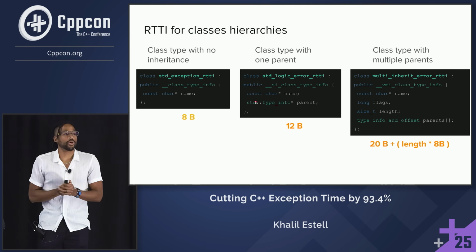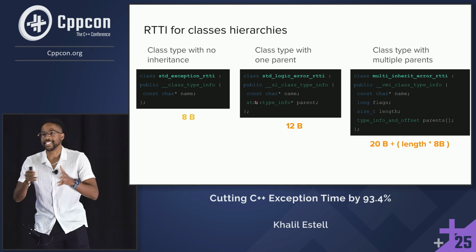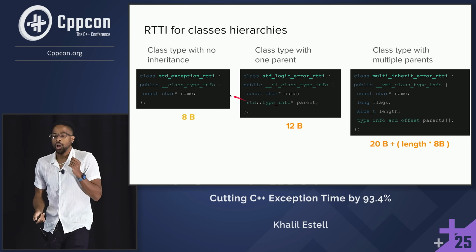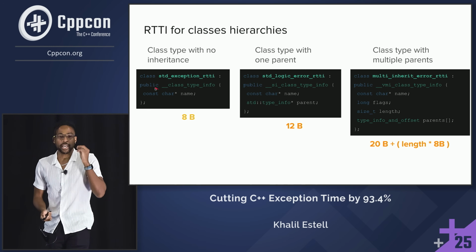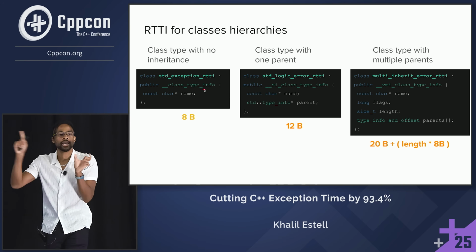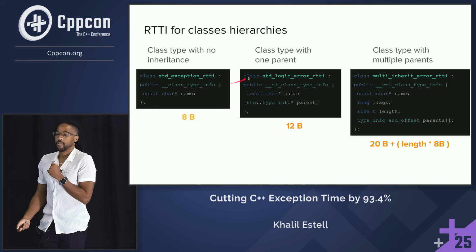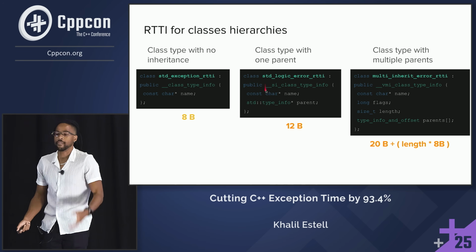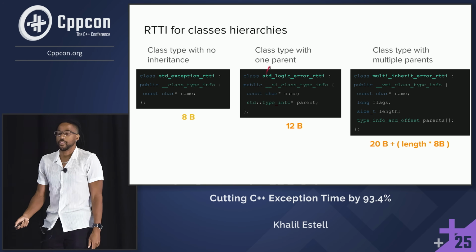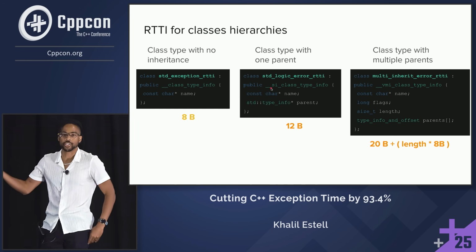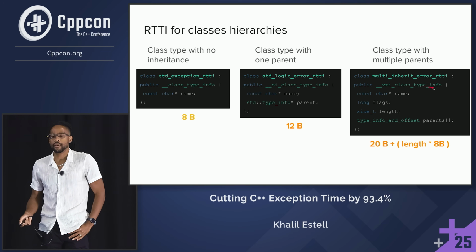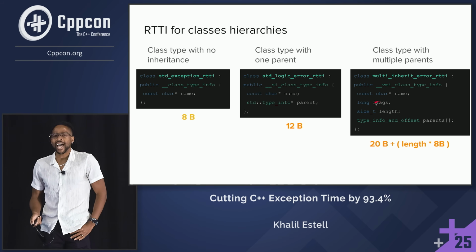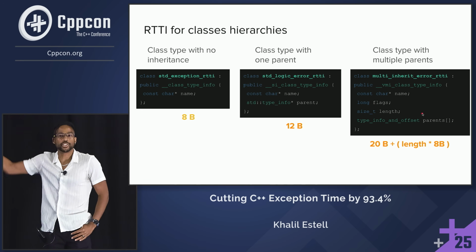This is the layout for runtime type information in C++ for the Itanium ABI. If you have something like std::exception, it has no class that it inherits. Therefore, the RTTI information inherits class type info and has a single field called name. We have a class type with one parent, so it'll have a name, it'll have a pointer to that parent, and then it inherits the single inheritance class type info. And then for multiple inheritance, we have VMI class type info that we inherit, and we have a couple more fields: flags, length, and then you have the list of all of your parents that you inherit.